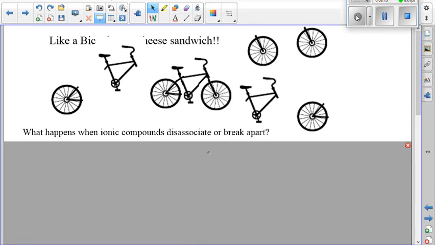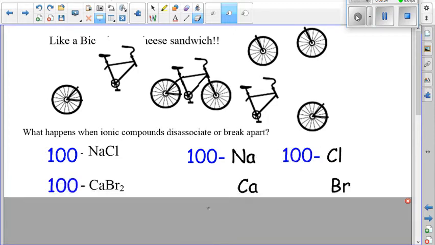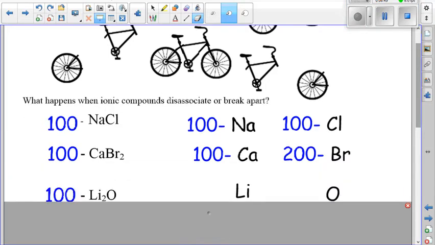In light of that, if I had 100 NaCl's, how many Na's are floating around in that water? That's right, 100. How many Cl's would be floating around in that water? Okay, fair enough. If I had 100 calcium bromides dropped into a solution and dissolved them, how many calciums are floating around? How many bromines? 200. Not bad.